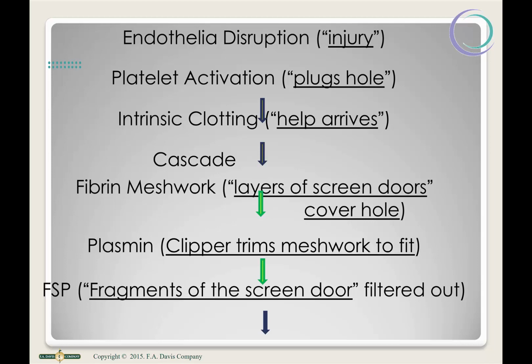And they further put a meshwork over top of the injury, layer by layer by layer. Okay? And then plasmin, which is converted from plasminogen, comes in and trims up that fibrin meshwork to perfectly fit the injury, okay? But then that stuff that has been trimmed off, those are fragments, fibrin split products, actually, FSP, fragments of that meshwork. Those are cut off, and those are filtered out in the bloodstream.